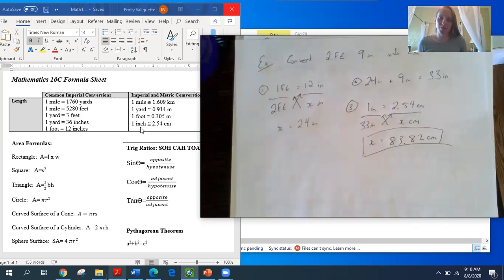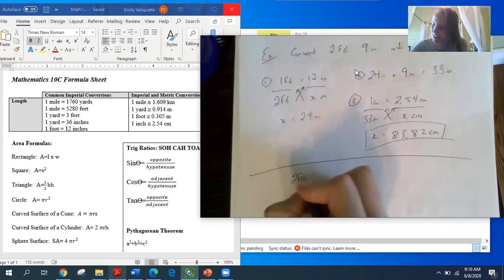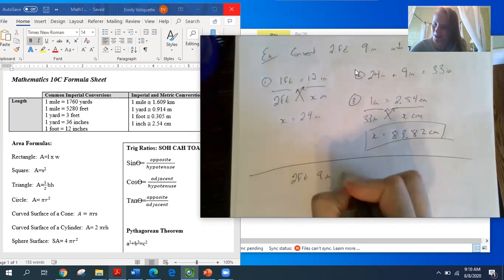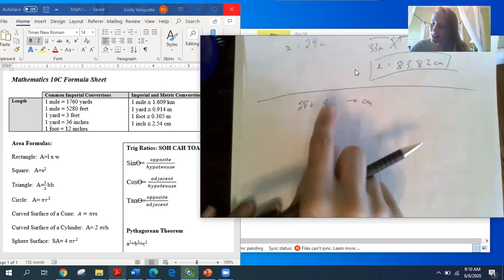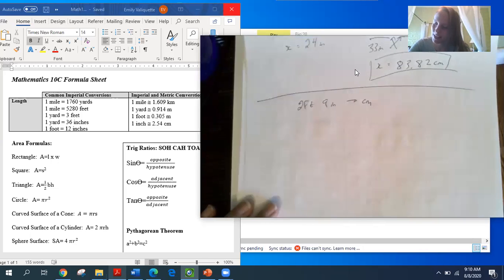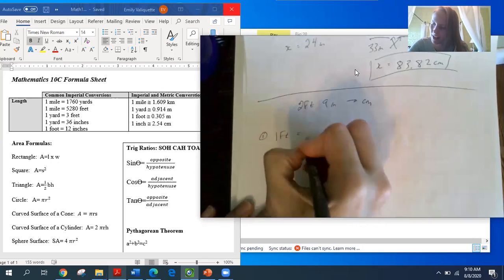I'm also going to show you another way that you could have done this. And the only reason I'm going to show you this is because you will sometimes be given a problem where the conversions you're trying to do just aren't on this chart. So let's go over how we would do that instead. This is just another method to convert 2 feet 9 inches into centimeters. In this case, I'm going to convert each of these separately into centimeters. So I'm going to start by saying, for my first step, 1 foot is equal to 0.305 meters.